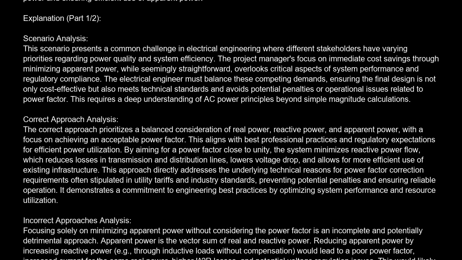The correct answer is B. Design the system to achieve a power factor as close to unity as practically achievable, thereby minimizing reactive power and ensuring efficient use of apparent power.